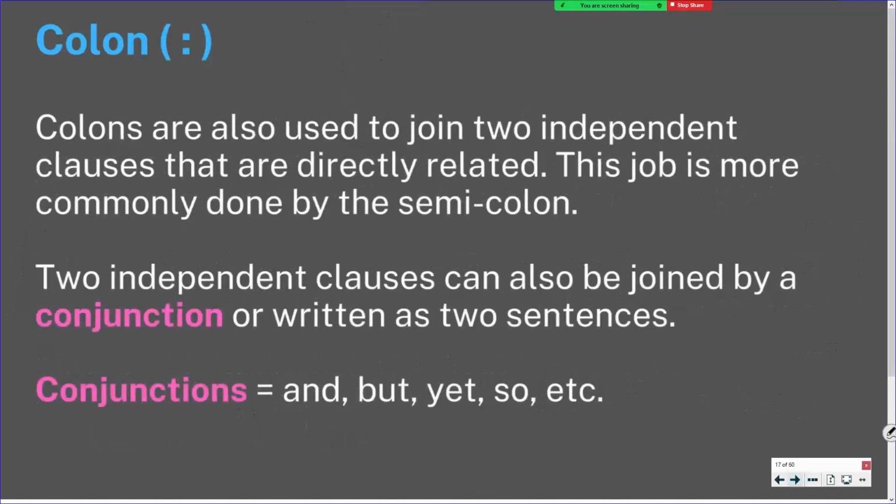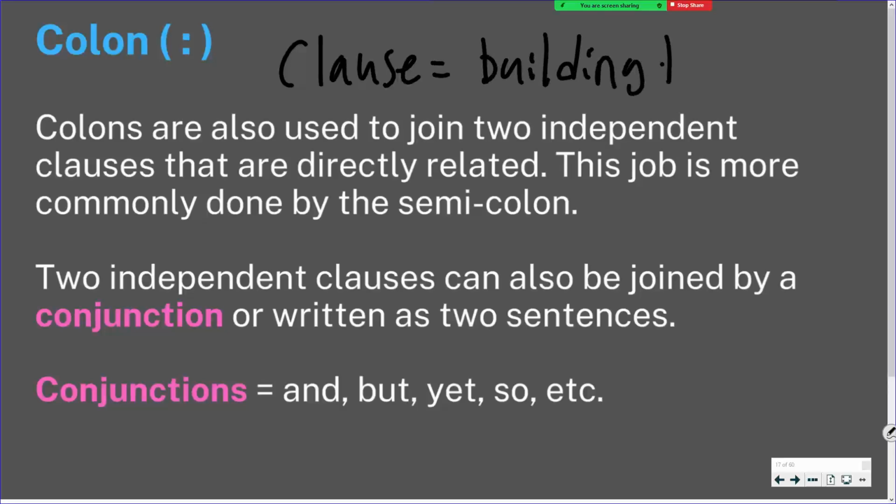Colons are also used to join two independent clauses that are directly related, and this job is more commonly done by the semicolon. So remember, a clause is a very important concept to understand. That's the building block of a sentence. We cannot build sentences without clauses. Independent clauses are clauses that can stand alone as their own sentence. They're grammatically correct if they stand alone by themselves.